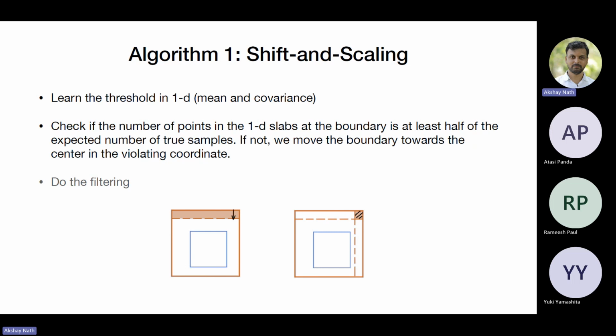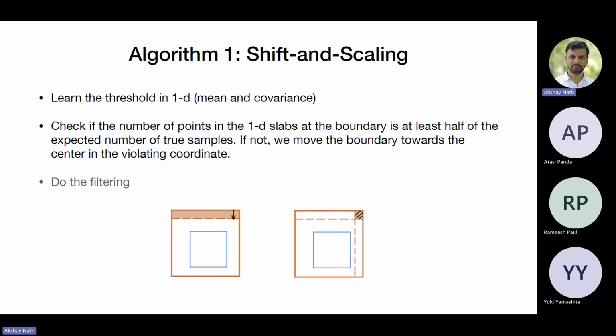If the number of points here is at least half of the expected number of samples, then we'll keep this. If it is not, so points here are too few, then we'll move the boundary towards the center in the violating coordinate. For example, if there's no point here, then we just move the boundary to this next threshold.